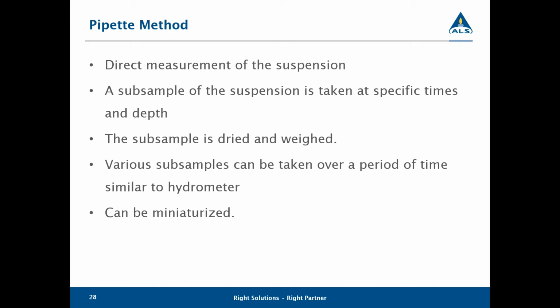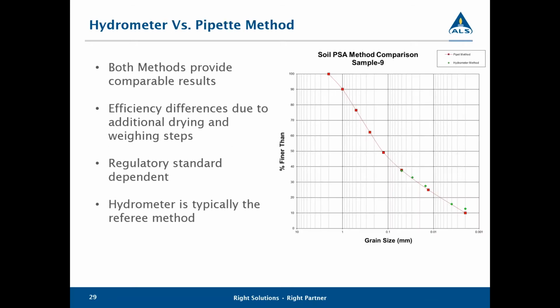The big advantage of the pipette method is that it can be miniaturized, whereas with the hydrometer method, you have to maintain specific sizes of the sedimentation cylinder as well as the hydrometer. With the pipette method, you can miniaturize it to a certain extent based off of your minimum sample size as well as the use of the balances for taking the measurements.